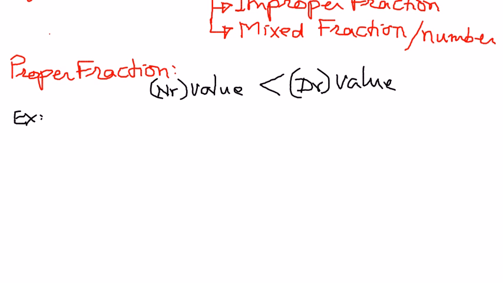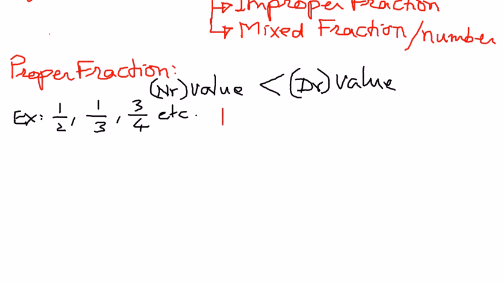If I have a number 1 over 2, the numerator is less than the denominator. 1 over 3, the numerator part is less than the denominator part. 3 over 4, the numerator part is less than the denominator part, and so on. So that is how we can understand a proper fraction. In a proper fraction, the numerator is always going to be less than the denominator.